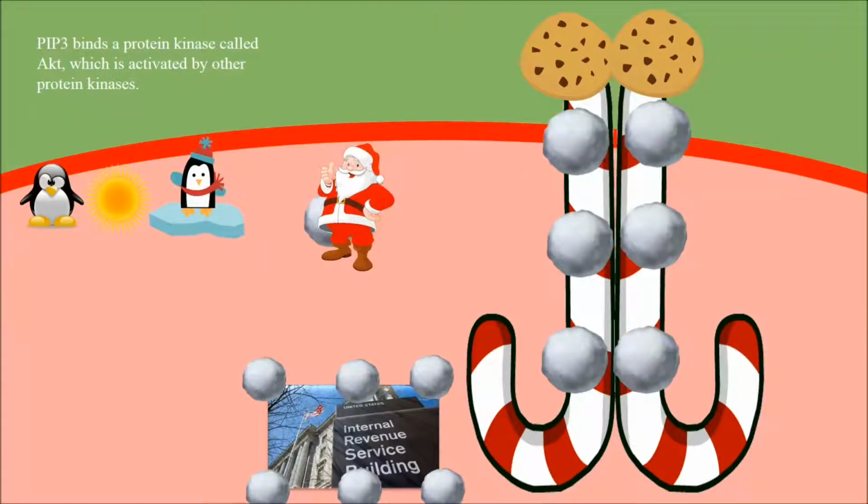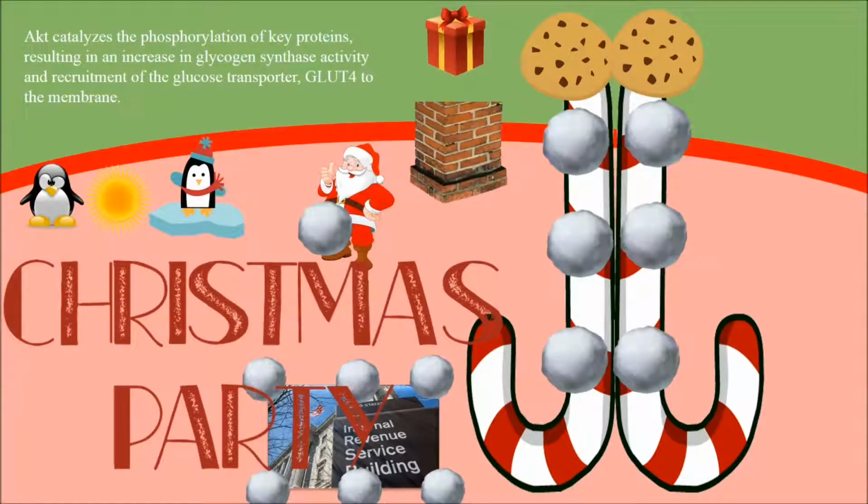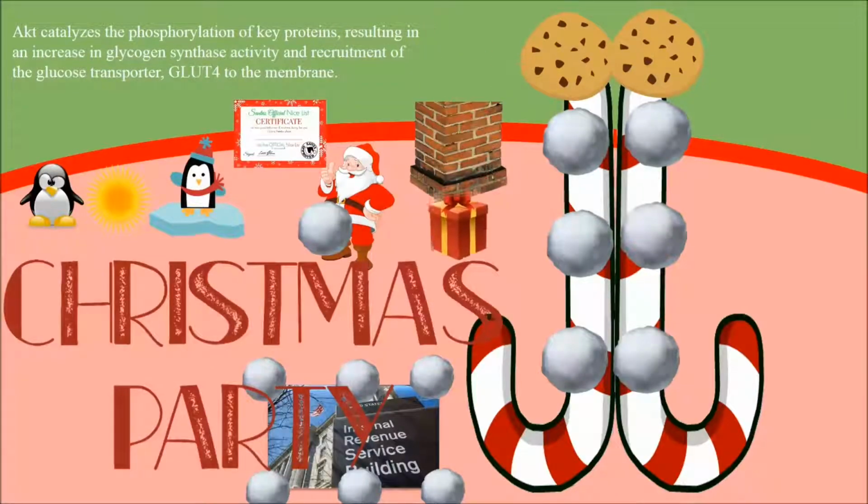And then we have Santa, who represents the protein kinase called AKT, and it's activated by other protein kinases. And AKT catalyzes phosphorylation of key proteins, leading to an increase in glycogen synthase activity, symbolized by the Christmas party, and the recruitment of a glucose transporter, GLUT4, which is symbolized by the certificate, which allows glucose to enter the cell.